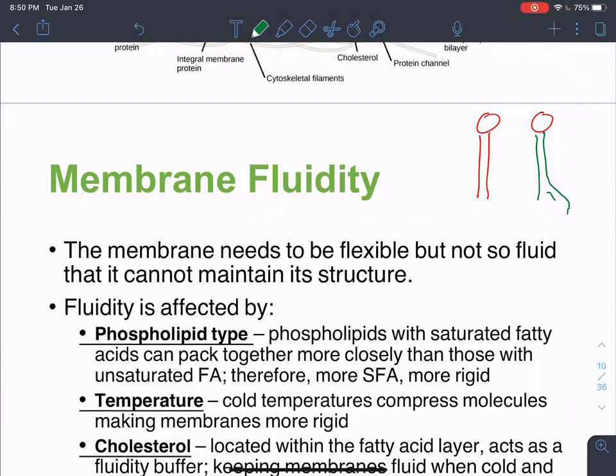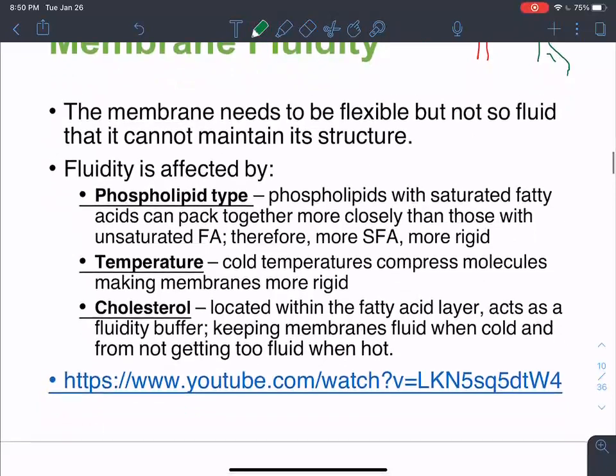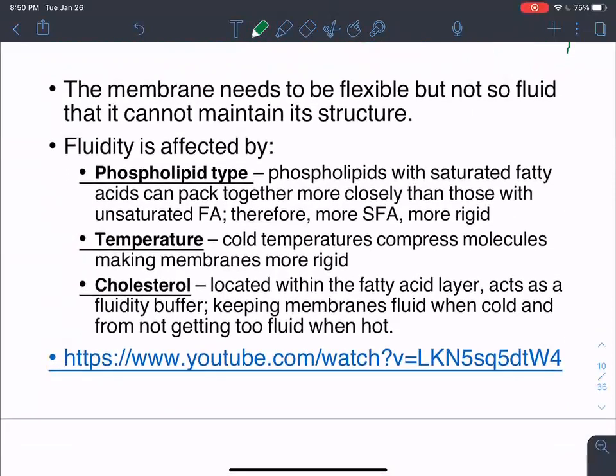Therefore, saturated fatty acids are going to be much more rigid. So temperature is going to play into this. Cold temperatures are going to compress molecules and make membranes more rigid. So cholesterol, though, is going to help with this. It's located within the fatty acid layer, and it's going to act as a fluidity buffer.